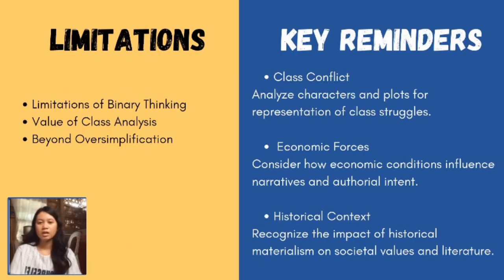So the next is Marxist criticism's limitations. First, we have limitations of binary thinking. The use of binary opposition in literature is a system that authors use to explore differences between groups of individuals, such as cultural, class, or gender differences. So here the authors may explore the conflict between the two groups and what can result from those perceived differences.